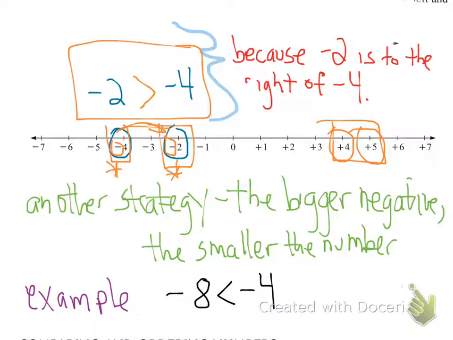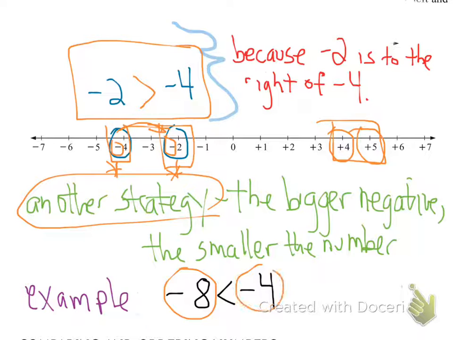If you want to use another strategy, whichever one would help you, okay, the bigger the negative, the smaller the number. So for example, -8 is a bigger negative than -4, so it's a smaller number, so therefore it's less than -4.